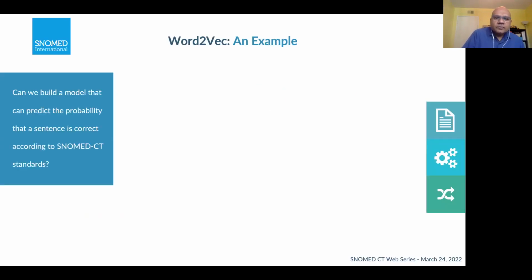What are we trying to do? We're asking ourselves, can we build a model that can predict the probability that a sentence is correct according to SNOMED CT standards? Or, in another way, to restate the same problem: if somebody writes a sentence, can we reorder the words to make it more processable by machines?